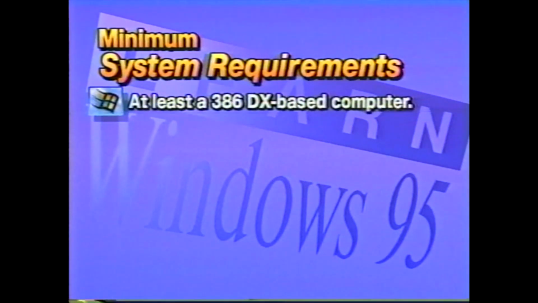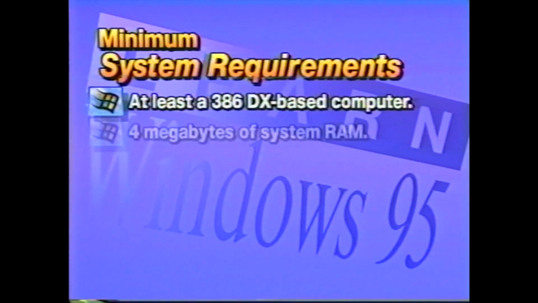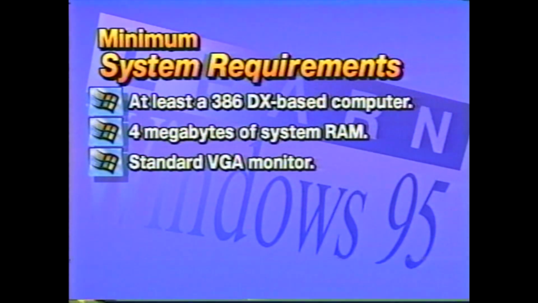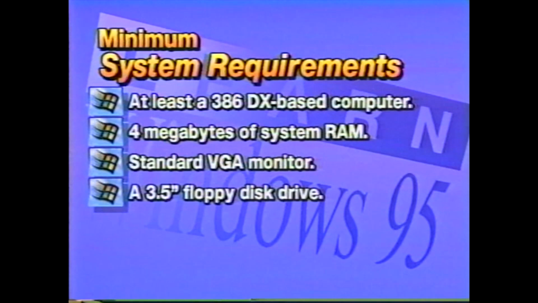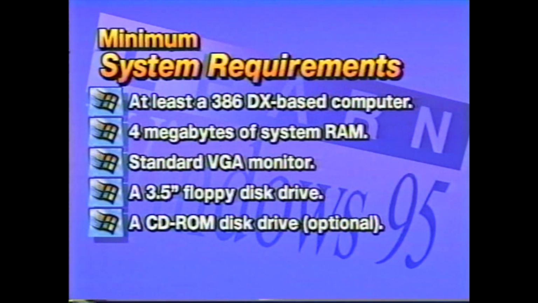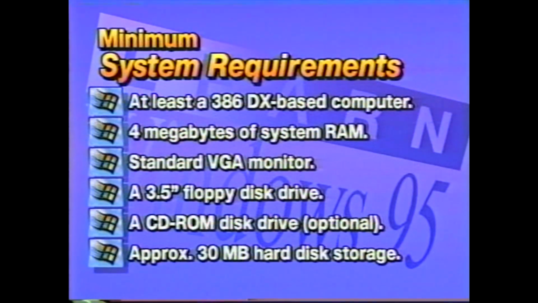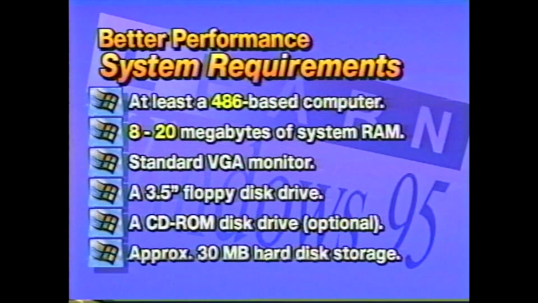You'll need a 386DX or higher based computer with at least 4 megabytes of system RAM. A standard VGA monitor is required along with a 3.5-inch floppy disk drive. A CD-ROM disk drive is recommended but not essential. You'll also need approximately 30 megabytes of hard disk space for a minimum installation. These are minimum system requirements. You will obviously get much better performance if you have a faster processor like a 486 and more onboard memory such as 8 megabytes or more.